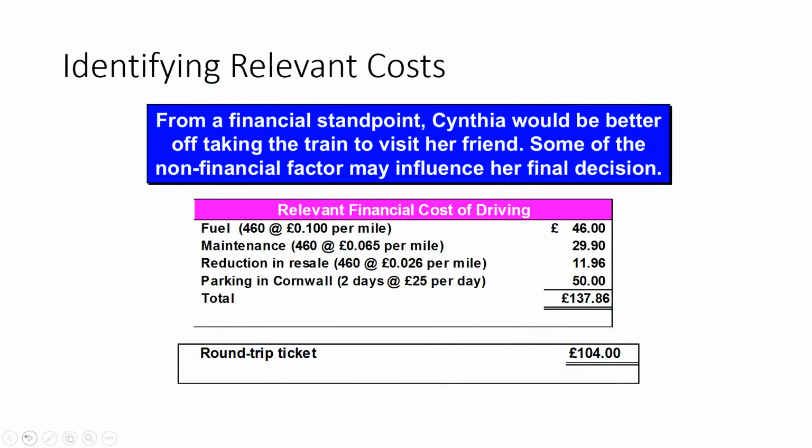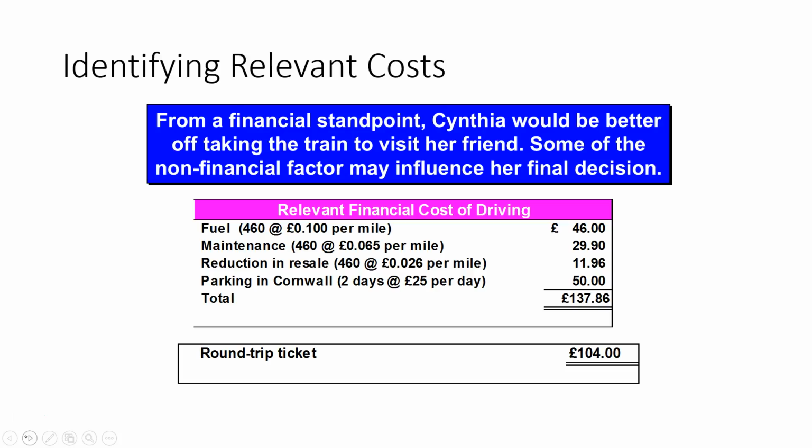So let's summarise what we've got. So we identified the fuel as being relevant. So it was 230 miles each way, so that's a 460-mile round trip at 10p a mile, £46 in fuel. The maintenance was 0.065 per mile, so 460 miles gives us £29.90. The reduction in resale value, 0.026 per mile, so multiply that by 460 miles, £11.96. And finally, parking in Cornwall 2 days at £25 per day is £50.